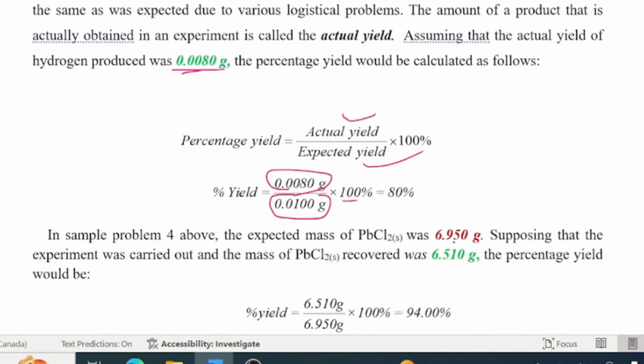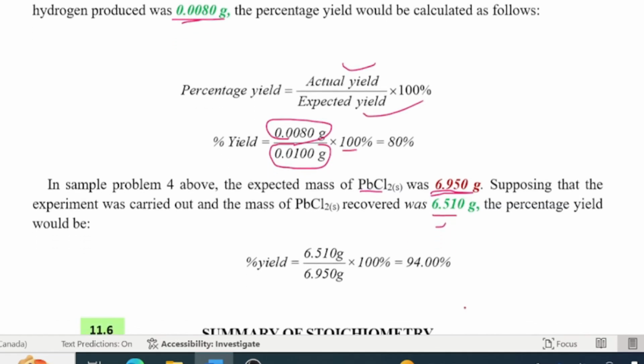Let us say in the problem above, you expected to get that amount of lead chloride, lead(II) chloride, but you only got that. Let's say you precipitate that and you filter it, you dry it, and then you weigh the precipitate, and you got this, okay? Percentage yield will be equal to what you actually get over this guy here times 100%, 94%.